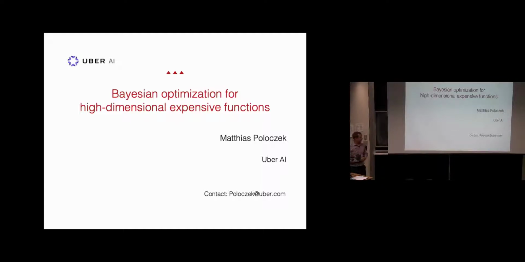Yeah, as I said, I'm at Uber AI, which is Uber's research lab, and we do all kinds of work, essentially from computer vision to conversational AI, all the way to reinforcement learning, Bayesian optimization, probabilistic modeling.